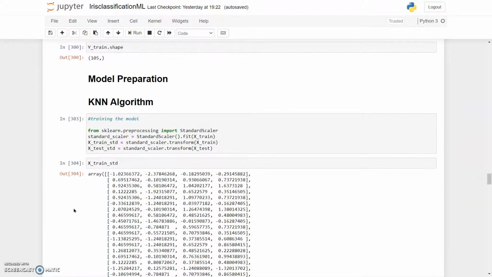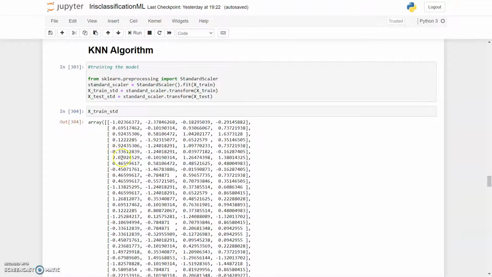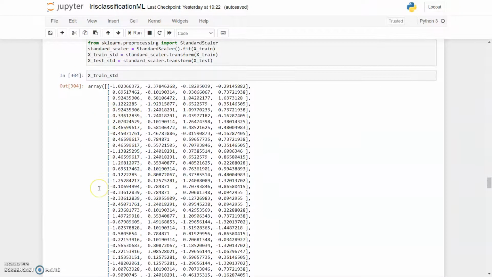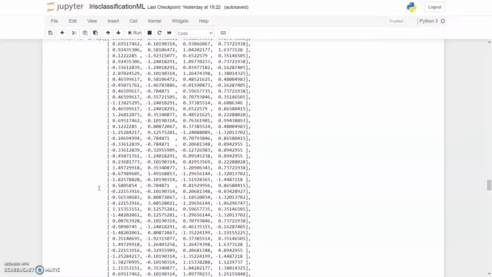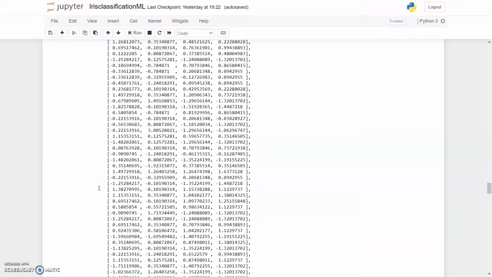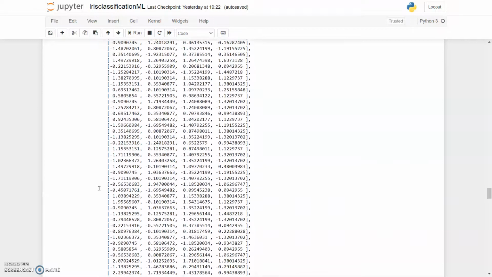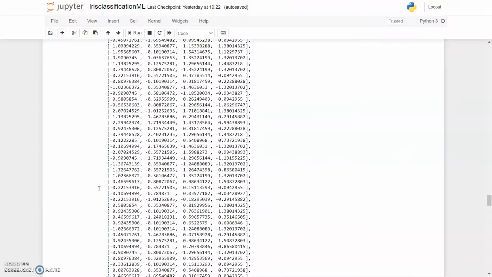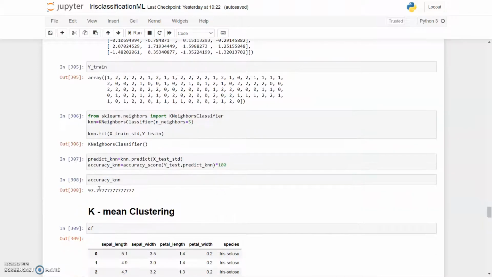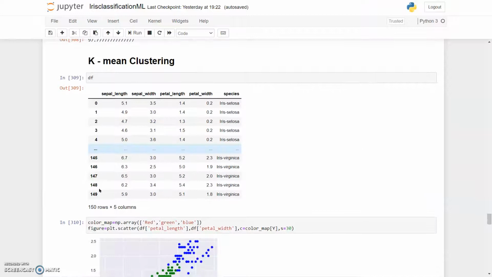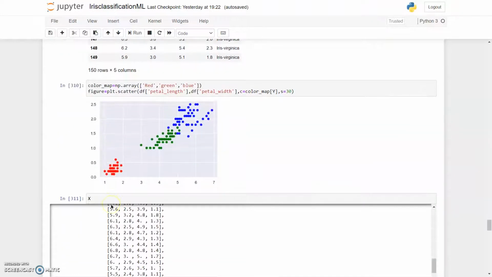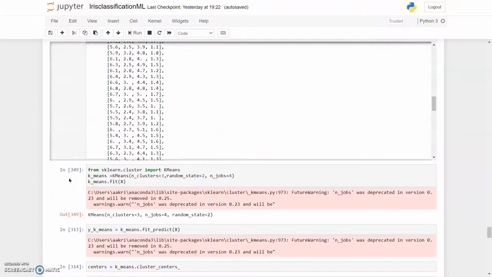Then I have prepared the KNN algorithm, and KNN is an instance based supervised learning algorithm which is used for comparing the already stored instances in the memory while we were doing the training of the data. Then I have used k-means clustering. So basically it is used for clustering and labeling the data present in the data set.